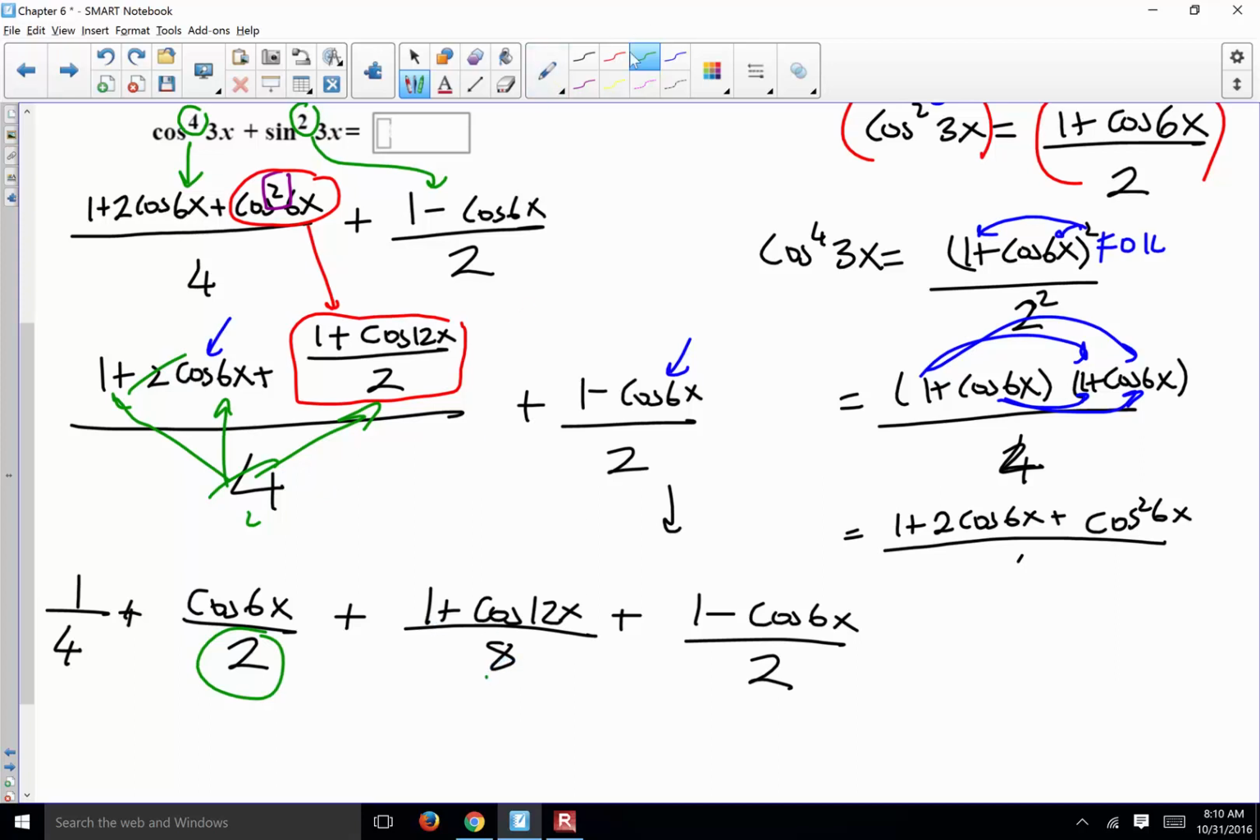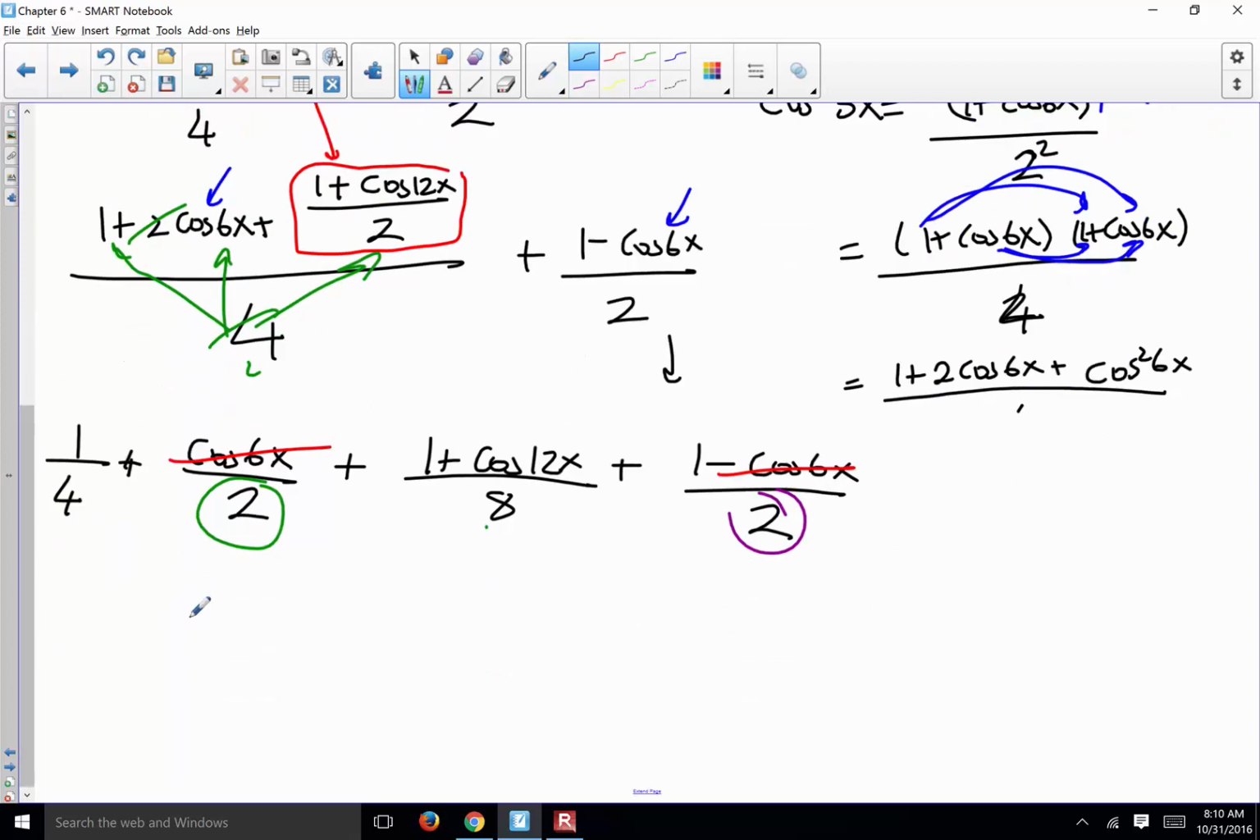Okay? Now look what's going on. Can I cross this one and this one out? Can I cross them out? Because when I combine these two denominators, they share the same denominator. Look. Common denominator. So when I combine them, cosine 6x, 1 minus cosine 6x, these two cancel. Okay? So the total is 1/4. This is completely gone. 1 plus cosine 12x over 8. And this one still survives, 1 over 2.